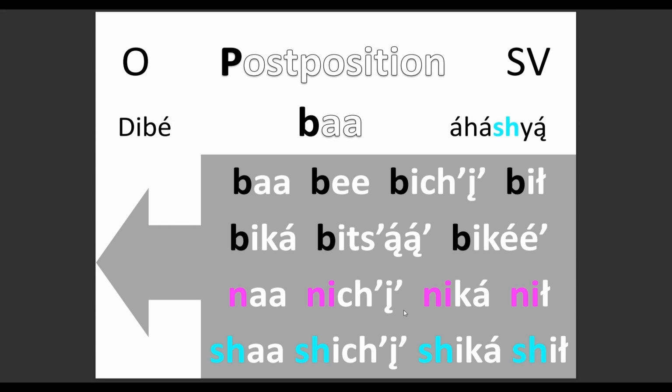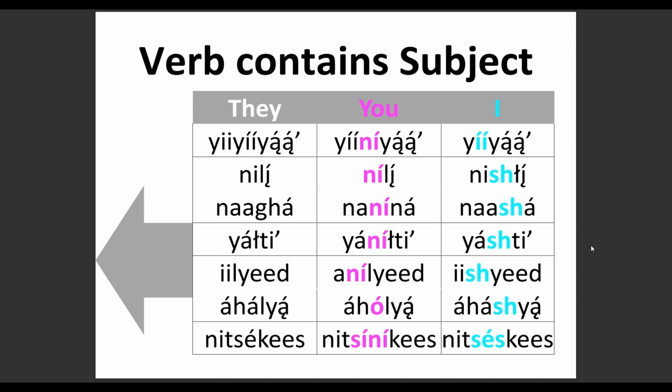N'chit, towards you. N'ka, for you. Nith, with you. Sha, of or about me. Sh'chit, towards me. Shaka, for me. And shith, with me. The basic Navajo grammar or syntax is object, postposition, verb. Navajo is unique because the verb also contains the subject.